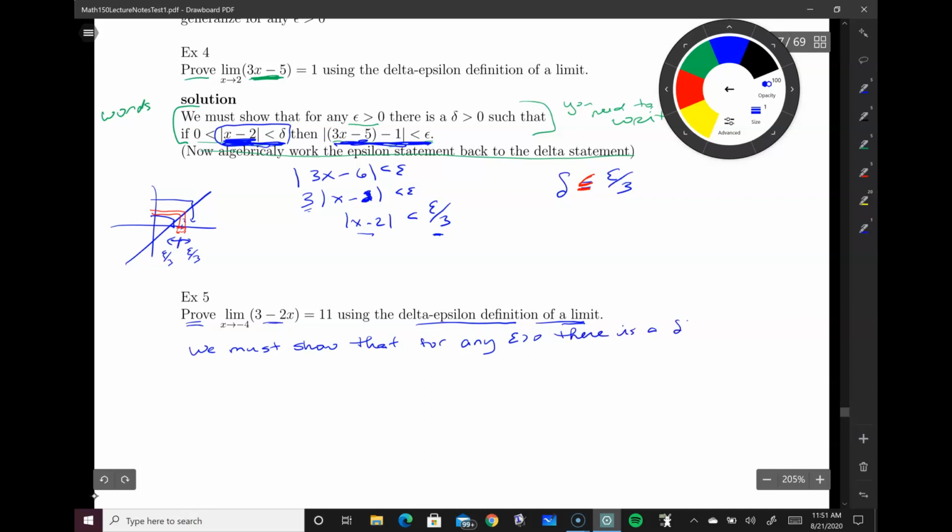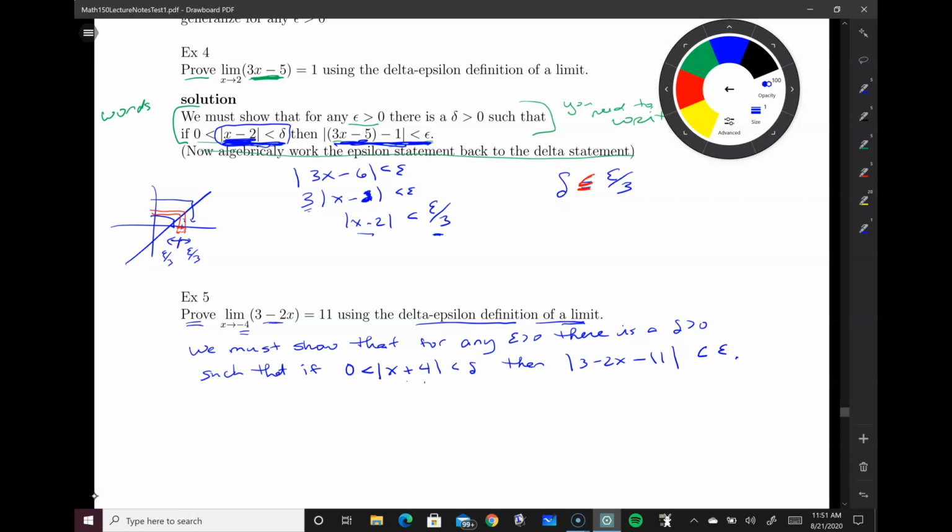there is a delta bigger than 0, such that if, okay, so I'm talking about the x-axis now, so it's x and then minus my a. Oh, that's kind of tricky, so it's x plus 4 is less than delta. So this is my x minus a is less than delta. Then f of x, which is the line, subtract L, which is 11, is less than epsilon, period. Okay, so I work this statement to make it look like this.